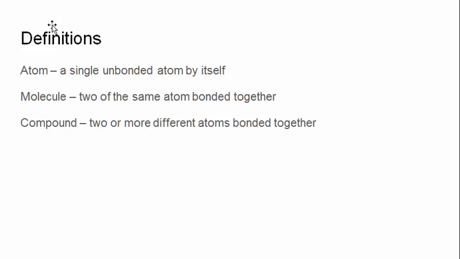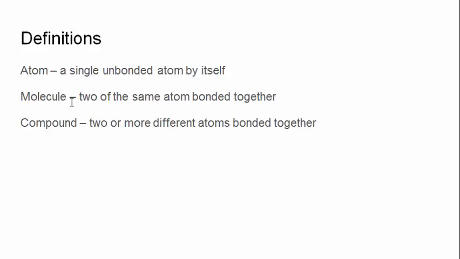So first, you've got to know three basic definitions. You've got to know what an atom is, what a molecule is, what a compound is. These last two definitions are accurate, yet there's more to it. We're going to learn that in the next section. So first, an atom is a single unbonded atom that's by itself. That's what we use when we say the word atom.